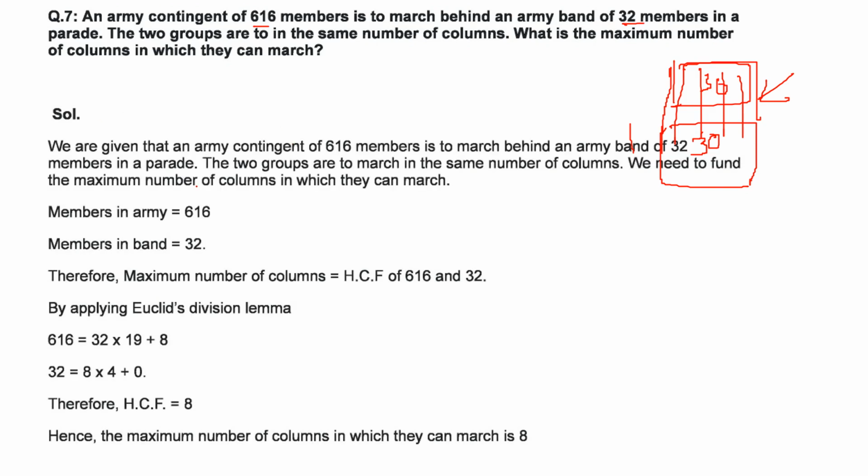So 616 and 32, let us find the HCF using the Euclid lemma. 616 can be written as 32 into 19 plus 8. Now we'll take 32 and 8. 32 can be written as 8 into 4, so we get a 0. 8 is our HCF.